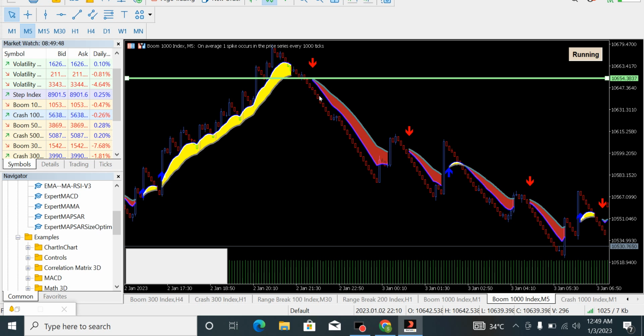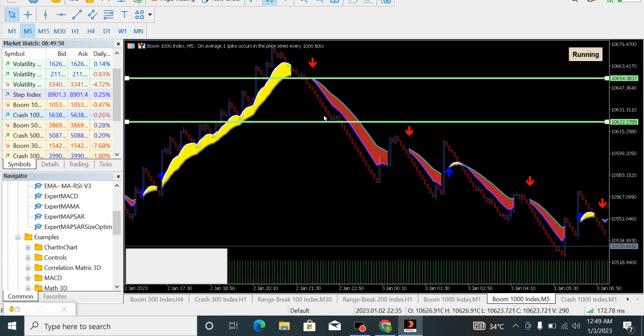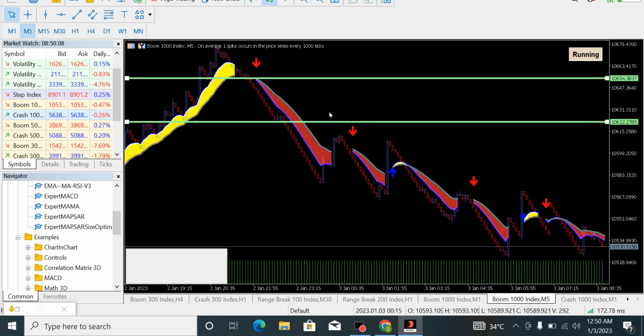Because you are using a small lot, a small trading capital, I won't advise you to go for a very long time. So you just target the next support zone. Here is a support zone, so you can sell from here to here. Just before you get to the support zone, you exit the market immediately, then you wait for another opportunity to come in again.